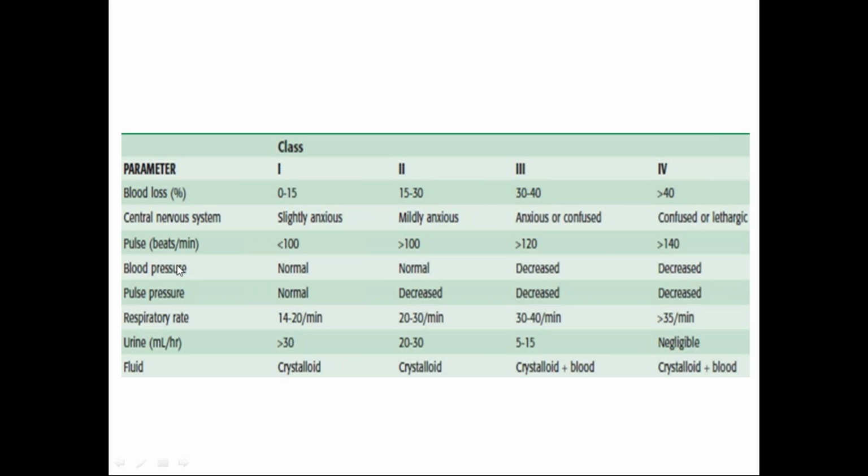Remember these two things: blood pressure and urine output will alter only from grade 3. Blood pressure is normal in grades 1 and 2, and decreases from grade 3. Urine output is normal in grades 1 and 2, and decreases from grade 3. So these things are very, very important. They are asked very frequently. Blood pressure and urine output start decreasing from which grade of hemorrhagic shock? In grade 3, that is 30 to 40% of fluid loss.